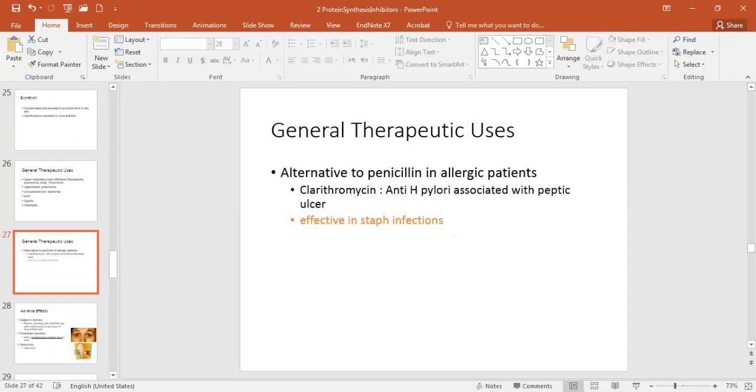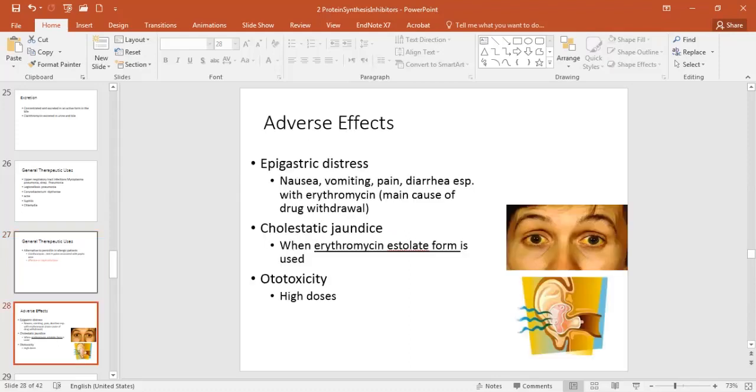يعني نسبيا السايد افكتس مالتها يعني قليله. فهو first choice when you have a patient who is allergic to penicillin, first choice that comes into your mind is macrolides. Clarithromycin can be used as anti-H. pylori for peptic ulcer. Also, it is effective in staphylococcus infections.